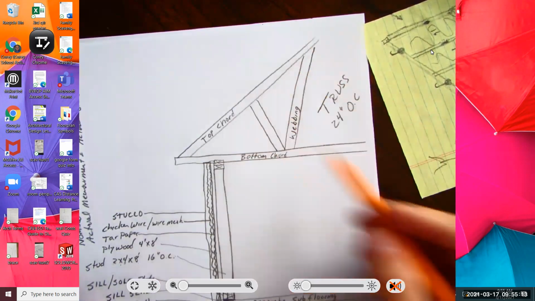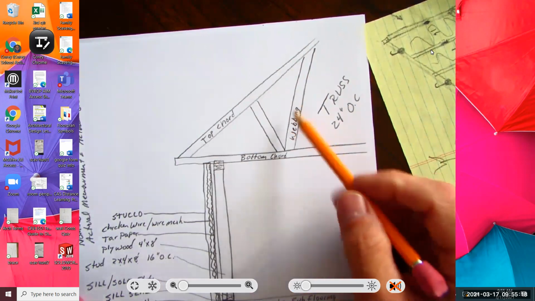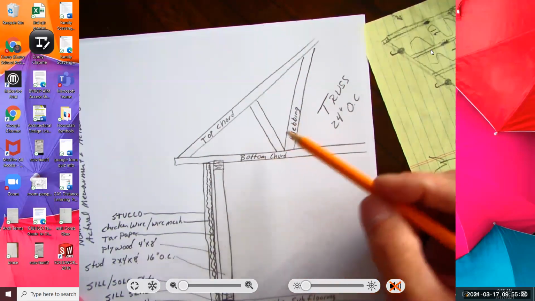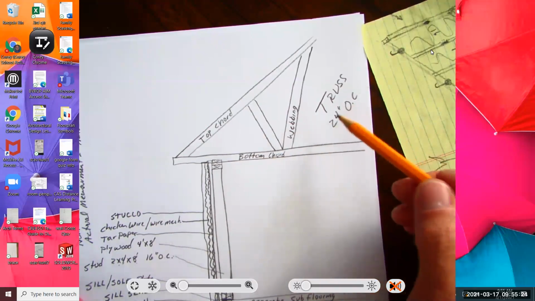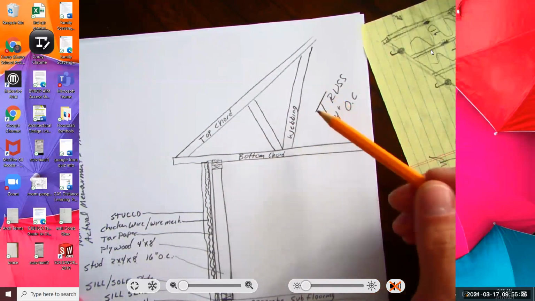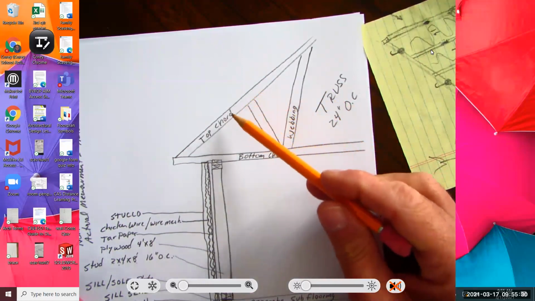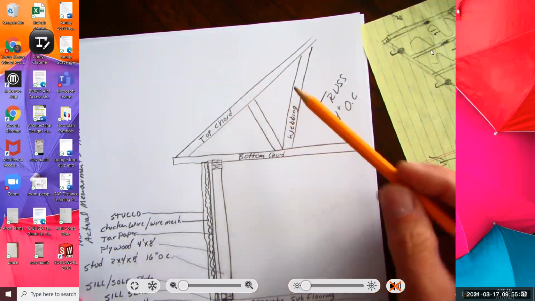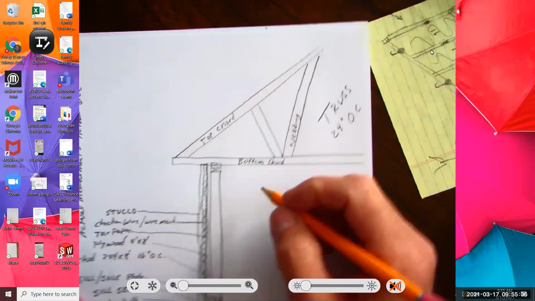Okay, so this big thing is called a truss, and there's going to be lots of trusses sitting on top of the wall. These trusses are 24 inches on center, and the parts of a truss, you've got the bottom cord on the bottom, you've got this top cord, and then the middle portions are called the webbing. They are all put together with what is called a gusset.